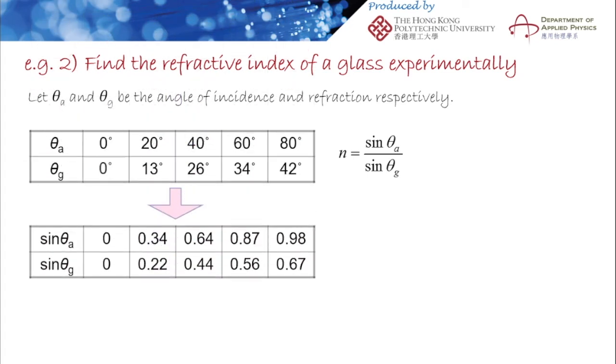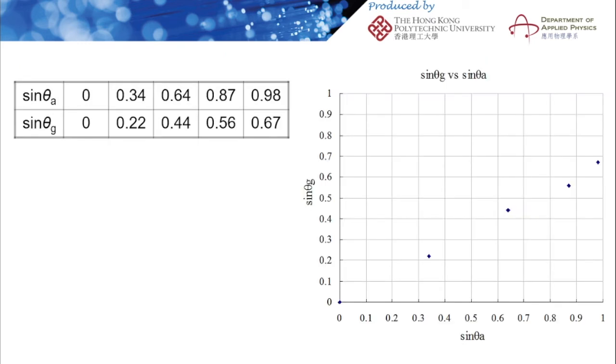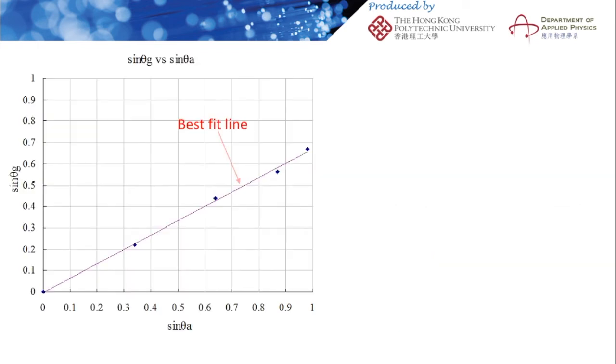In this experiment, we change the angles of incidence and then measure the angles of refraction. Therefore, the independent variable is the angle of incidence, and the dependent variable is the angle of refraction. So we will put sine theta A on the x-axis and sine theta G on the y-axis. 5 points were marked on the rectangular coordinates, and then a best fit line was added. Remember that all points should be evenly distributed on 2 sides of the straight line. Now 2 points will be chosen from the straight line.